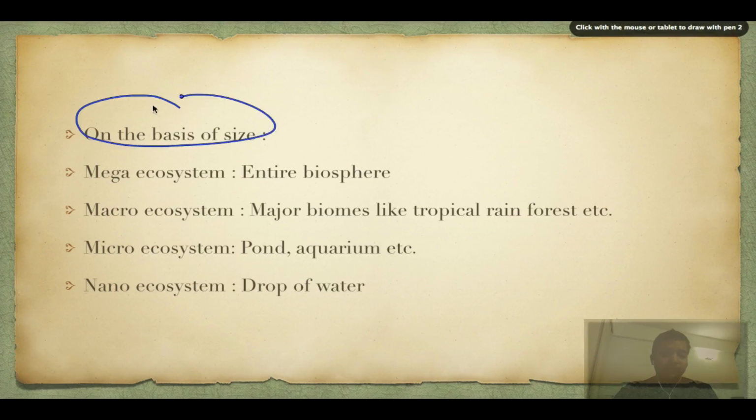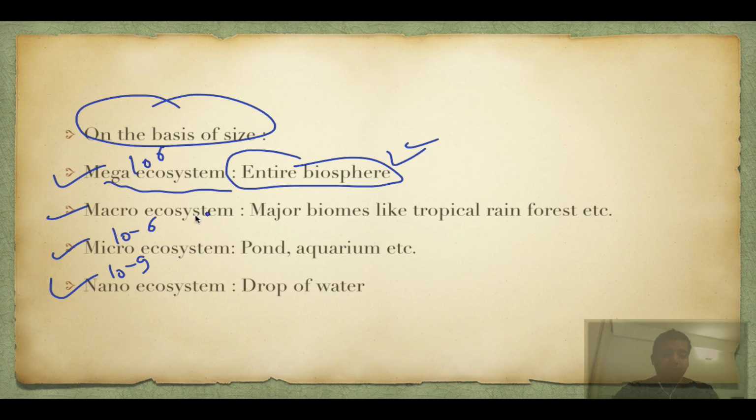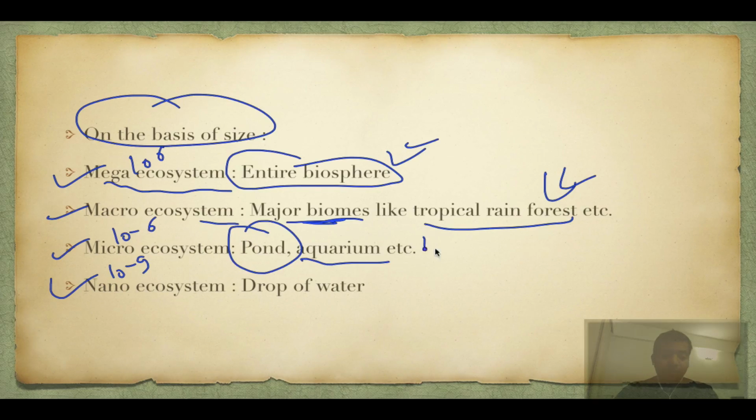On the basis of size, we can divide it into four types: mega, macro, micro, and nano. Mega means 10 to the power 6. You must be knowing it. Micro means 10 to the power minus 6. Nano means 10 to the power minus 9. Macro is not a word in mathematics. Mega ecosystem is the entire biosphere. Macro ecosystem is major biomes like tropical rainforest, etc. Micro means small but not that small, like a pond or aquarium. Nano includes a drop of water.